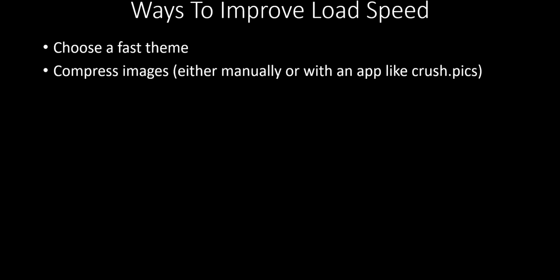The next thing that you can do is to compress images. So you can do this either manually or with an app like Crush.pix. And what compressing images does is you're just shrinking the file size of the actual image. So when you do this, it's going to mean that the user trying to visit your site is going to have less data to actually load, because the images on the site are going to be smaller. So this is definitely something that's going to help with loading speed a lot as well.